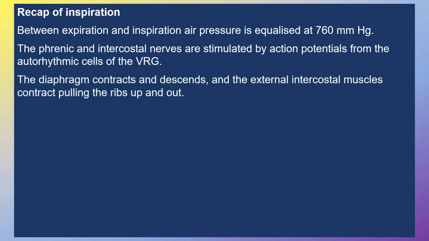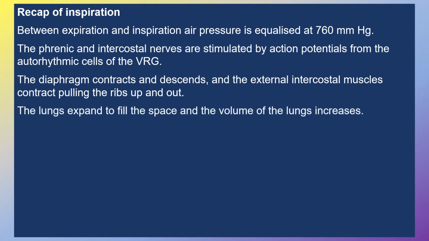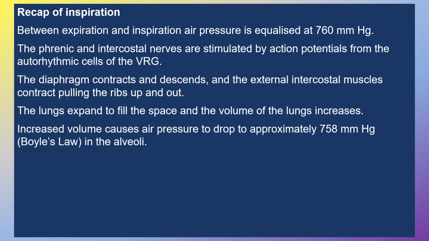The diaphragm contracts and descends, and the external intercostal muscles contract, pulling the ribs up and out. The lungs then expand to fill this new expanded volume, and consequently the volume in the lungs increases. Because we've increased the volume, the air pressure within the alveoli drops, and it drops to approximately 758 millimeters of mercury.